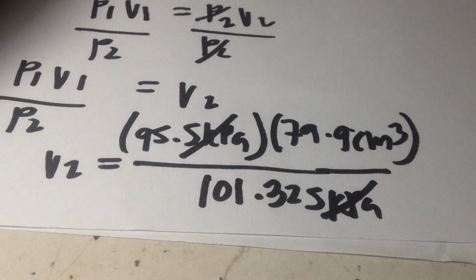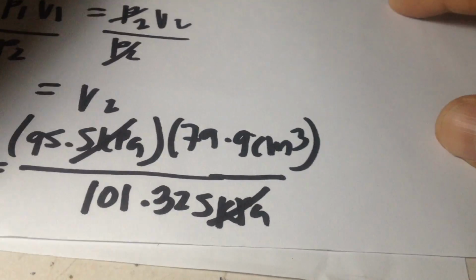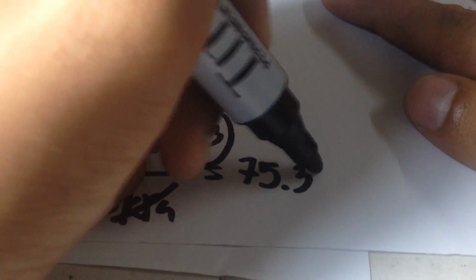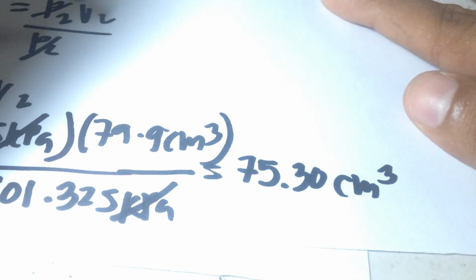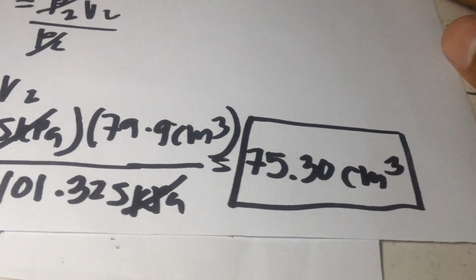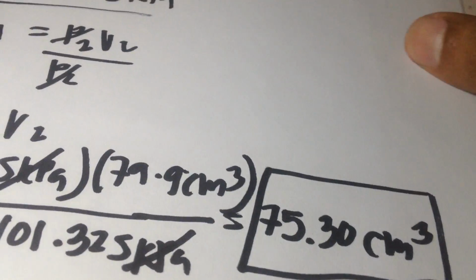So 95.5 times 79.9 divided by 101.325 is equal to 75.30 cubic centimeter. So that is your final answer. Okay, that's volume 2. So let's continue in number 6.